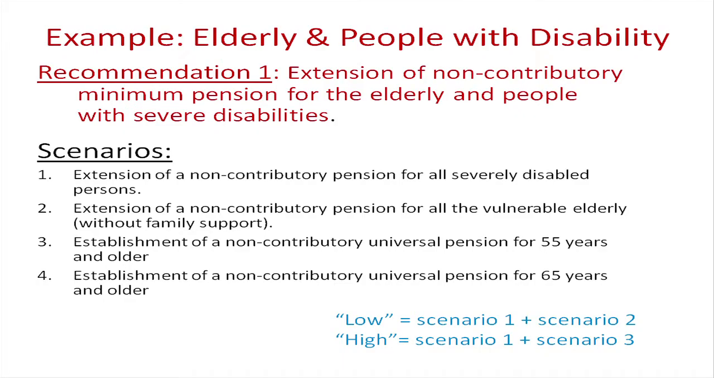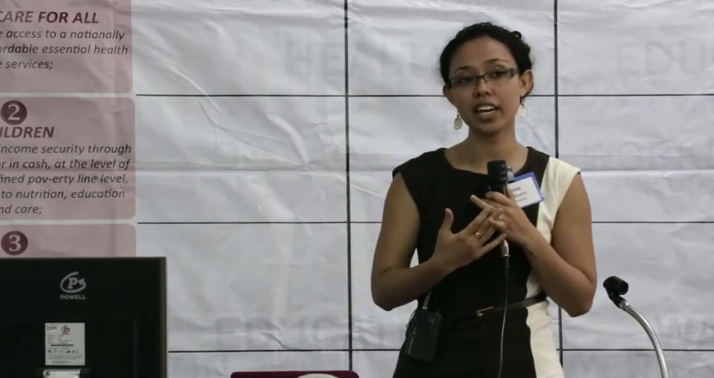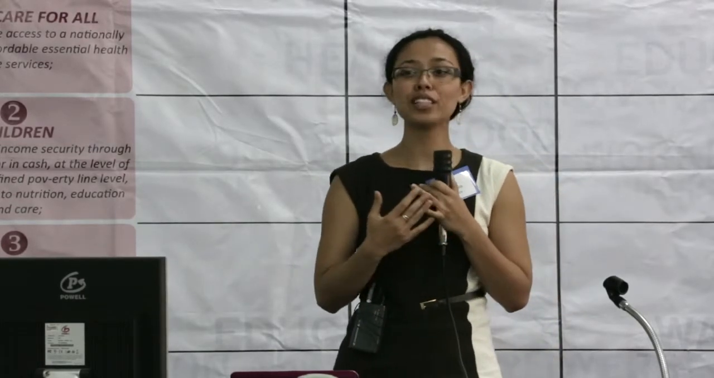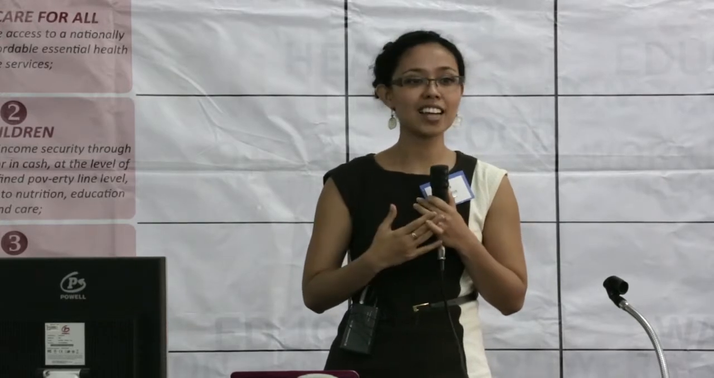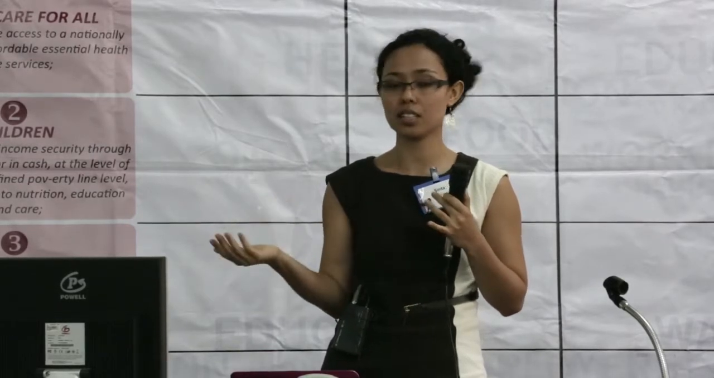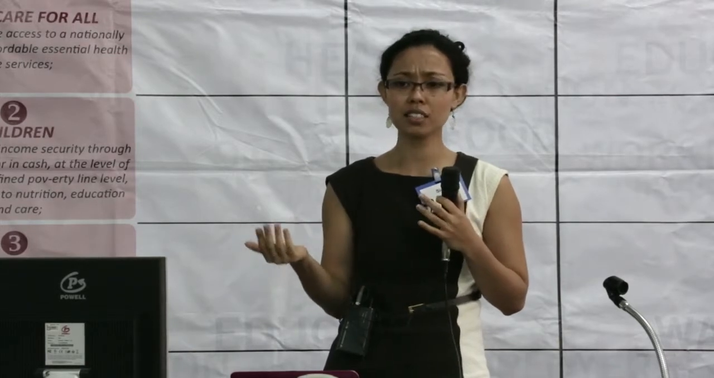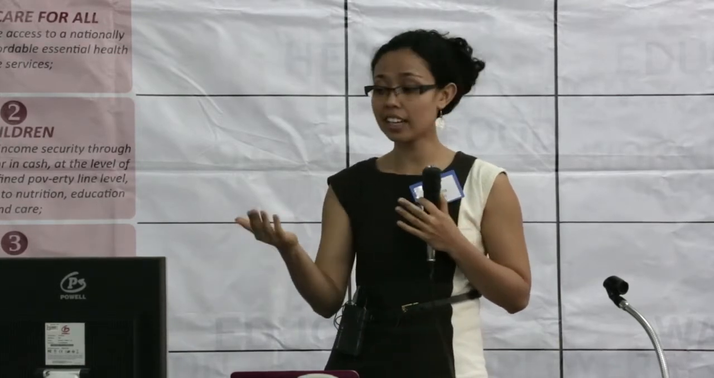The third one is the establishment of non-contributory universal pension for the elderly. But we have several options. Of course, now the pension age is 55, which was decided in the 50s, in the 60s, when life expectancy was 60, of course. Now life expectancy is over 70, 71. And that has not changed.